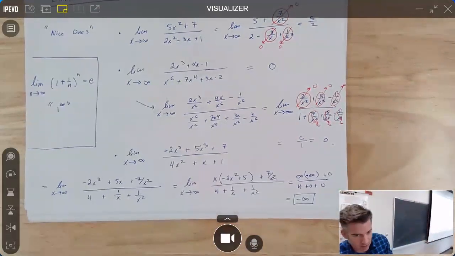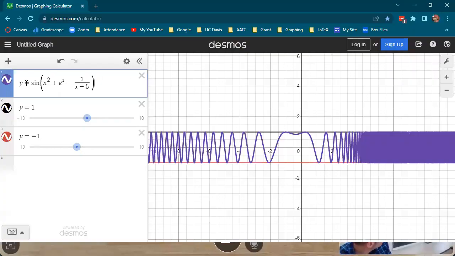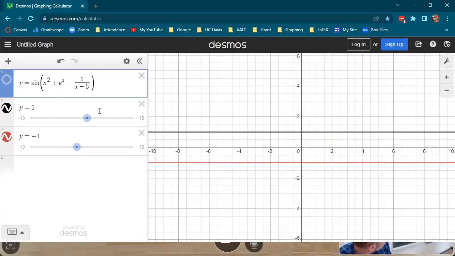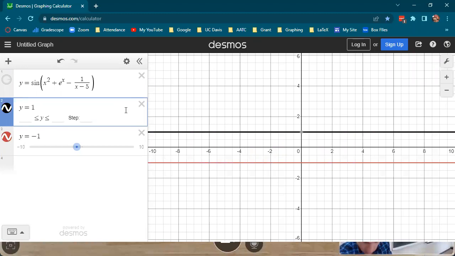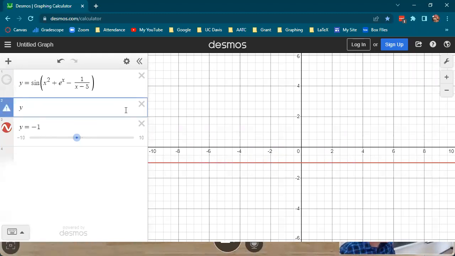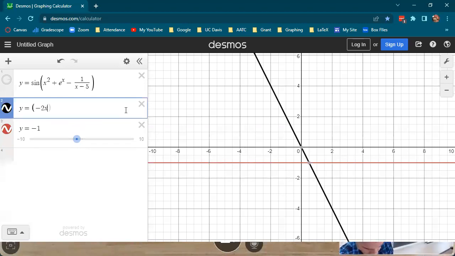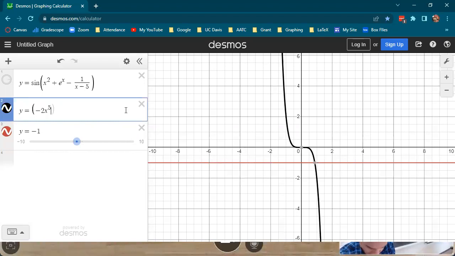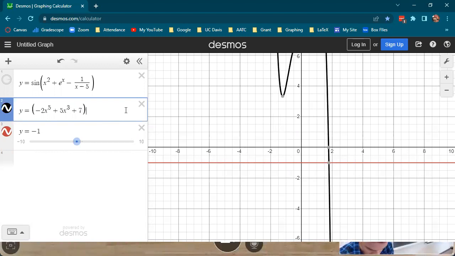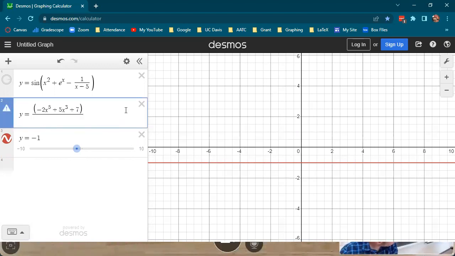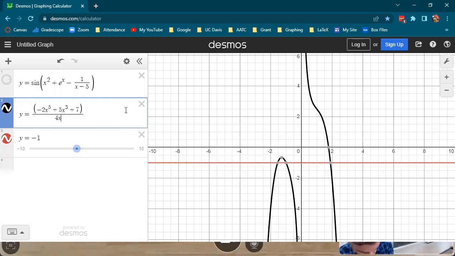Well, let's actually graph it because it's good to graph things. So let's just turn that off a minute. And let's see, this is going to be a little bit less messy. So what have I got here? I said I had parentheses negative 2x to the fifth plus 5x cubed plus 7 divided by, and then we've got 4x squared plus x plus 1.